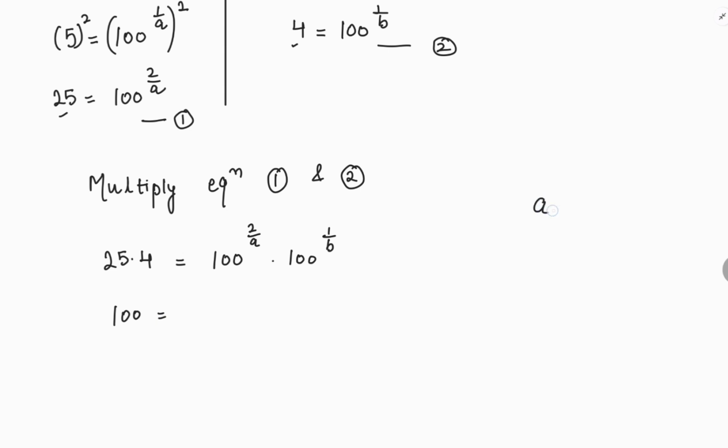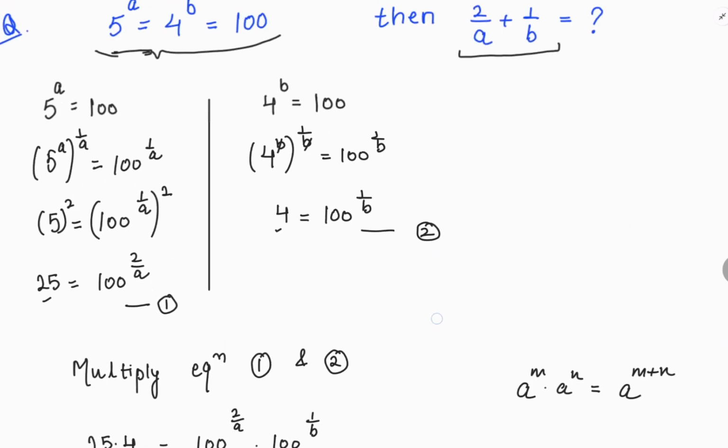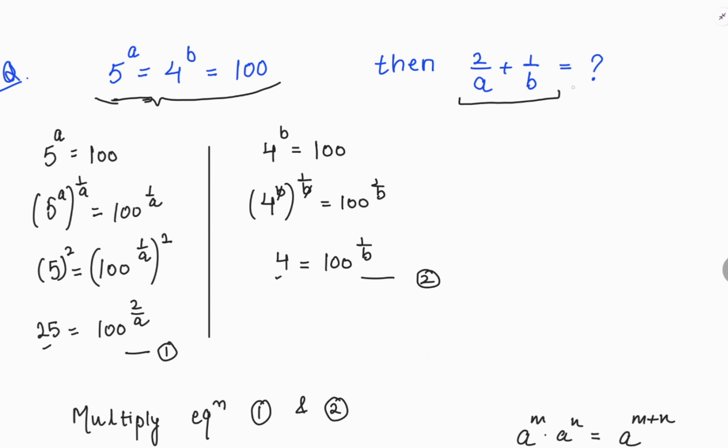And there is a rule that a raised to power m times a raised to power n, when the base is the same, you always add the powers, a raised to power m plus n. So this will become 100 raised to power 2 by a plus 1 by b, right? And this is 100 raised to power 1. Now since the base is the same on the left hand side and the right hand side, we can equate the powers. If we equate the powers, we get 1 is equal to 2 by a plus 1 by b. That means the value of 2 by a plus 1 by b is 1, which is our required answer.